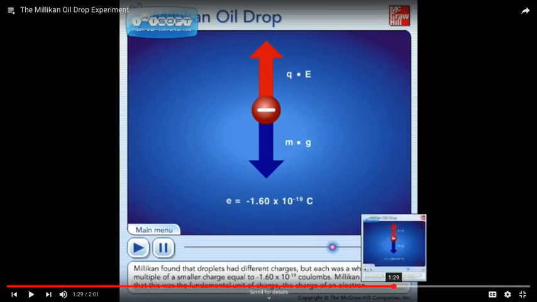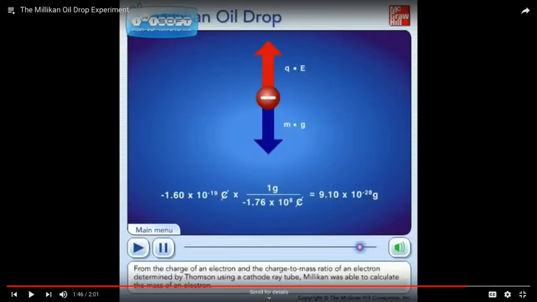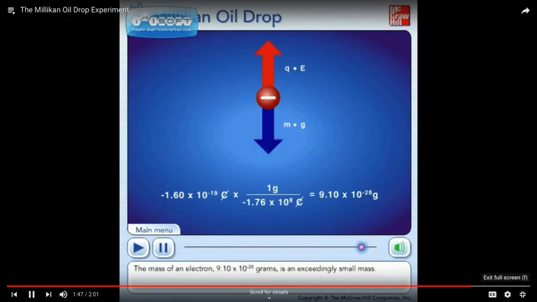Now that mass, 9.1 times 10 to the minus 28 grams, I mean, we just can't even conceive how tiny that is. The mass of an electron.